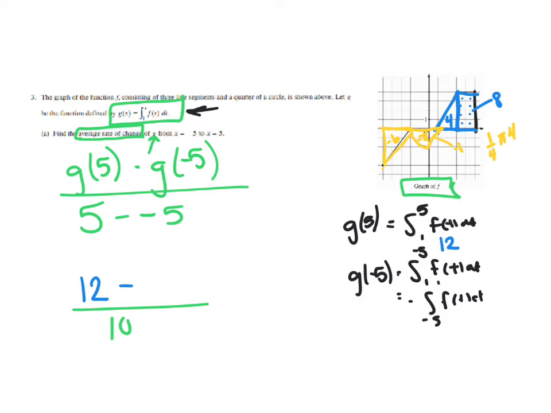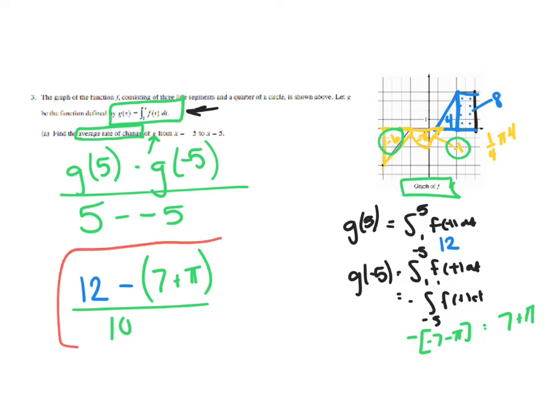So if I combine those together, negative 6 and negative 1 make negative 7. So this is negative 7 minus pi. So that negative will negate that to 7 plus pi. So I have 12 minus, this area is 7 plus pi. Now, again, I want to be clear, this is full credit. You do not have to add those together. If you have it written correctly, that's fine. If you want to add it together, that's also fine. I've got 5 minus pi over 10.